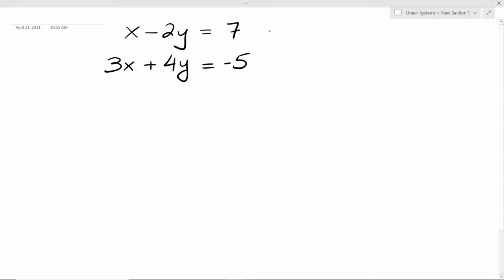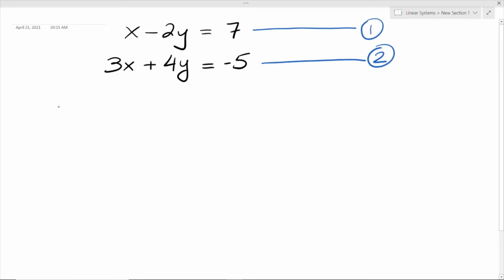So first step, I like to label my equations so I keep things nice and organized. So this is equation 1, this is equation 2. Then I have to go into one of these equations and isolate for one of the variables, either x or y. After I isolate it, I'm going to substitute it into the other equation. So let's isolate for x in equation 1, because there's no coefficient on x, so it makes it a lot easier.